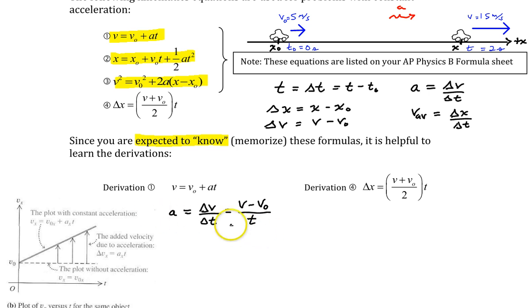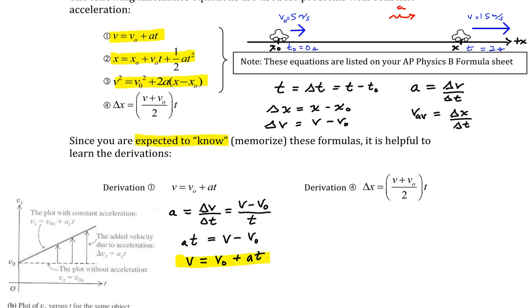And if you cross multiply, you're going to get the acceleration times time is equal to the final velocity minus the initial velocity. And then rearranging the equation, we can have velocity is equal to the initial velocity plus acceleration times time. And there you go. There's the first equation. But I like to point out one thing.